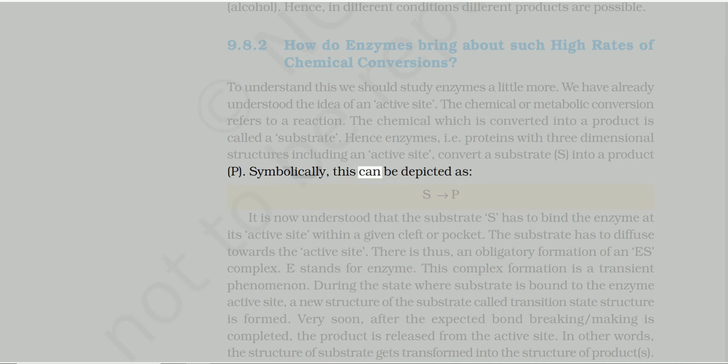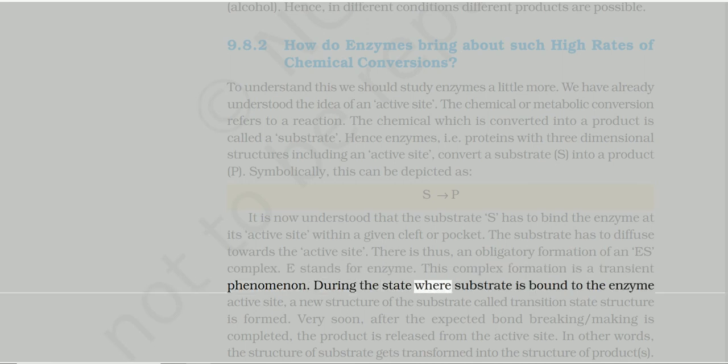Symbolically, this can be depicted as S to P. It is now understood that the substrate, S, has to bind the enzyme at its active site, within a given cleft or pocket. The substrate has to diffuse towards the active site. There is thus an obligatory formation of an ES complex. E stands for enzyme. This complex formation is a transient phenomenon.